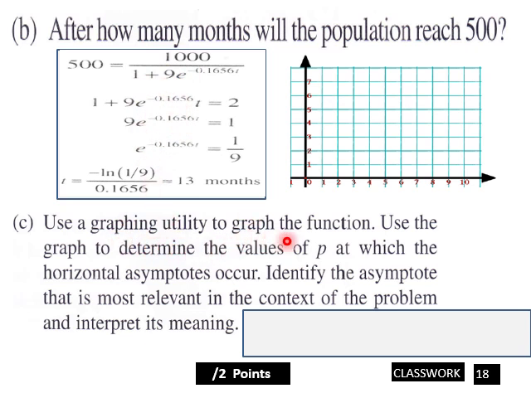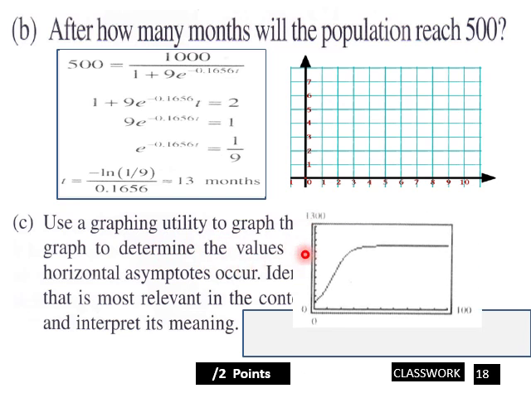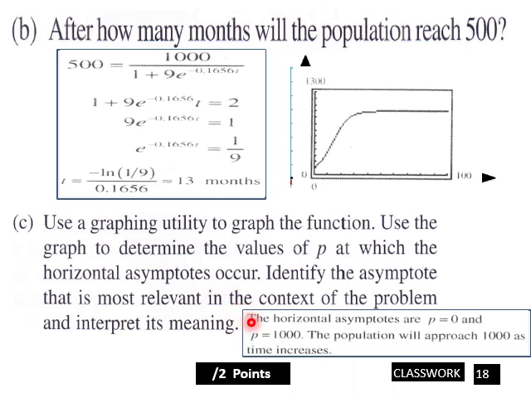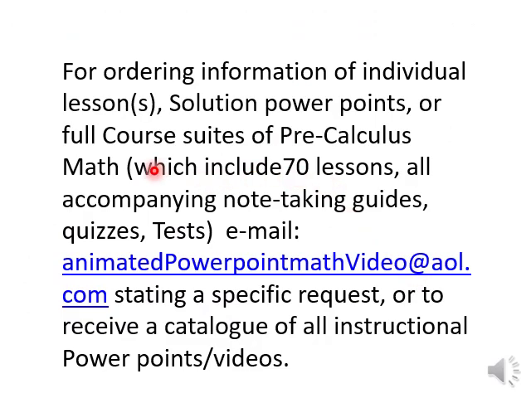Use the graphing utility, graph the function. Use the graph to determine values of p. So this is what your graph should look like, graphing that function at which the horizontal asymptotes occur. Identify the asymptote that is most relevant in the context of the problem and interpret its meaning. So the horizontal asymptotes are p equals 0 and p equals 1,000, which, well, I guess would be about right here, as time increases. So that'd be how you do that. And that is 3.5 part 2.